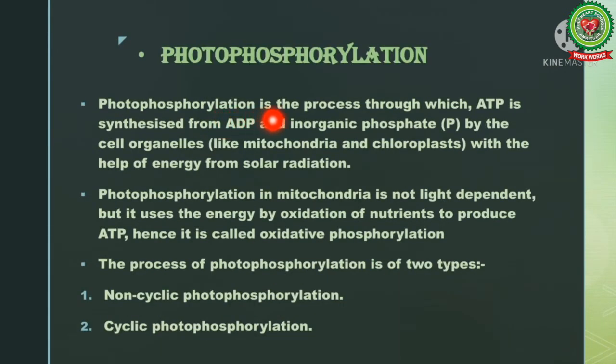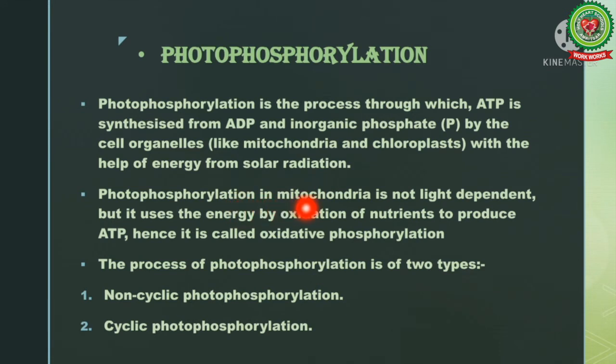Photophosphorylation is the process through which ATP is synthesized from ADP and inorganic phosphate by cell organelles like mitochondria and chloroplasts with the help of energy from solar radiation. It refers to the process in which ATP gets formed from ADP in the light reaction of photosynthesis.